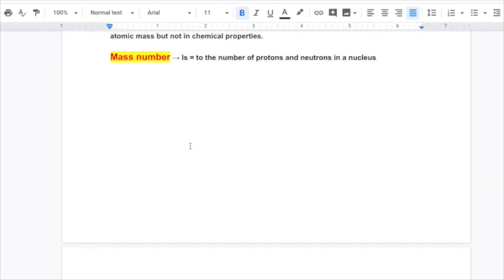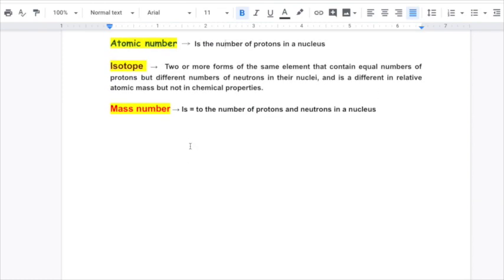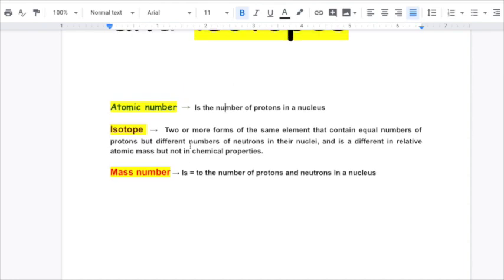Now, last but not least, mass number. Mass number is basically the number of protons and neutrons in a nucleus.